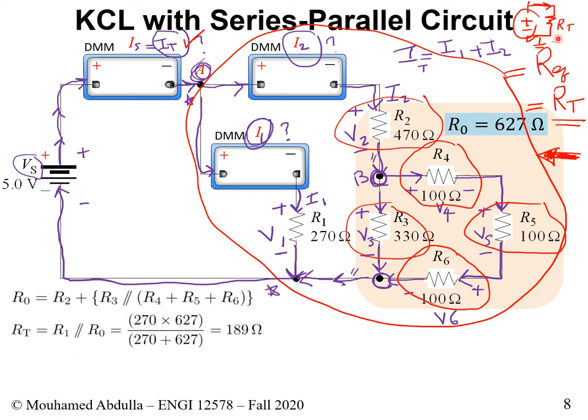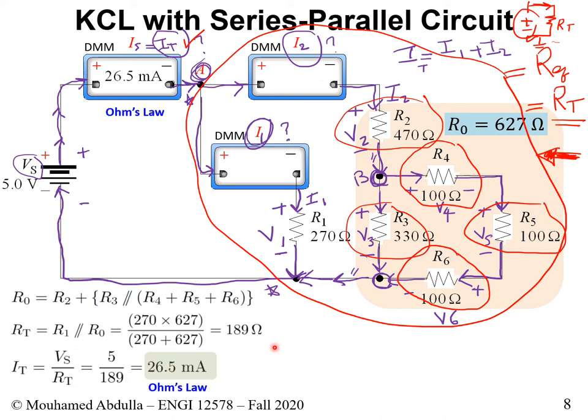So you could simply use Ohm's law. You have the voltage, you have the resistance, you don't have the current. And through Ohm's law, we determine that this current is 26.5 milliamp. So we're already doing great here.